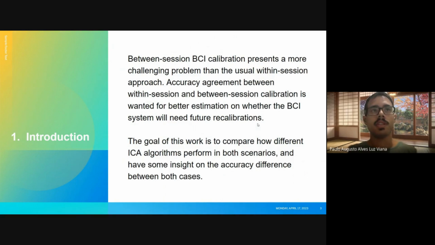Cross-session calibration is a challenge because of non-stationarity of the EEG and electrode setup differences between sessions. Accuracy agreement between within-session and between-session calibration is wanted for better estimation of whether the BCI system will need future recalibrations. In this work, we will analyze how the BCI accuracy in a motor imagery task is affected by cross-session calibration.